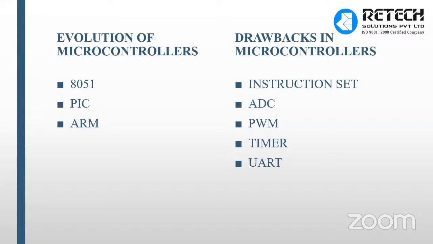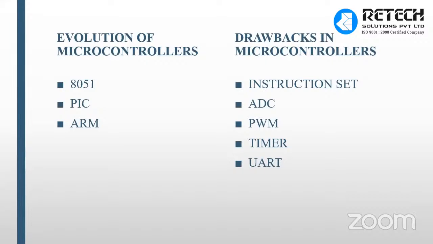But unfortunately, the 8051 does not have an inbuilt ADC. If you want to interface analog sensors, we definitely need the MCP3008 IC externally. If you go for it externally, we give some extra voltage and extra space.